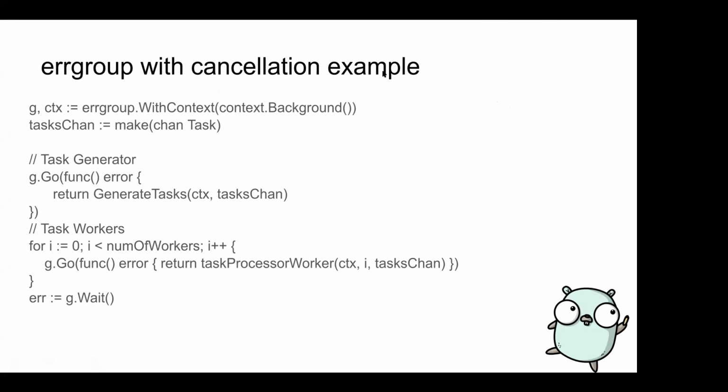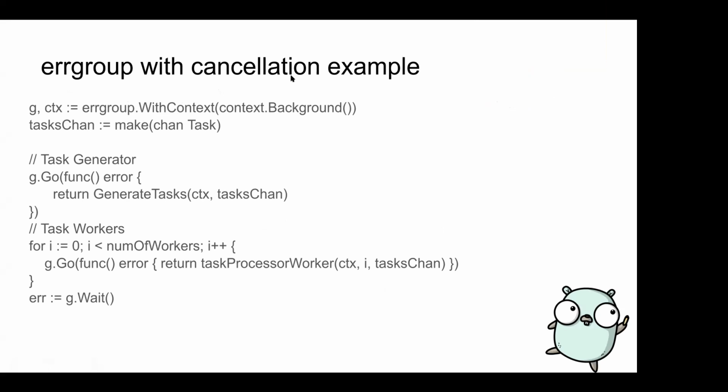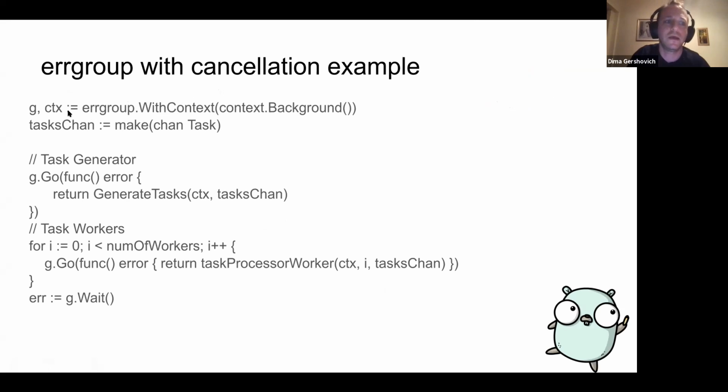Errgroup with cancellation. So we initialize Errgroup like that, Errgroup with context. We give it some context. If no context from before, then we just take the background. And then it's quite similar to the example that I presented before. Just we will have another Go routine, which will be the task generator. So we call g.Go. This will be our task generator, some method that's called generate tasks.